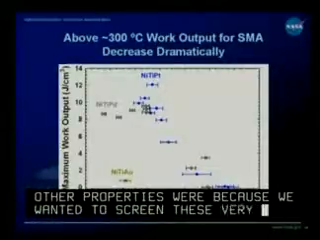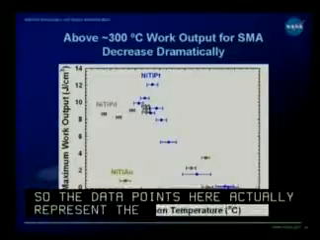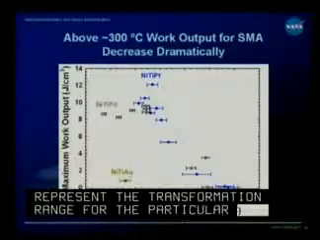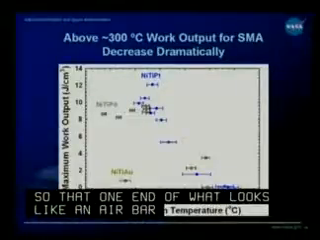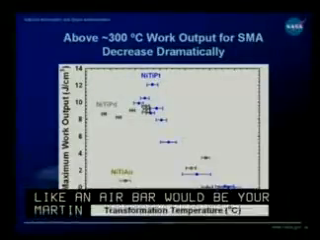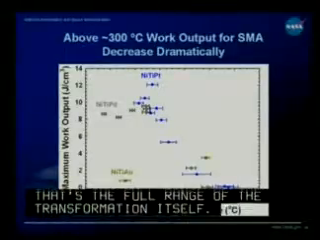So the data points here actually represent the transformation range for the particular alloys. So at one end of what looks like an error bar would be your martensitic finish temperature. At the other end is your austenitic finish temperature. And that's the full range of the transformation itself. And we plotted the points as a function of maximum work output that we could get.